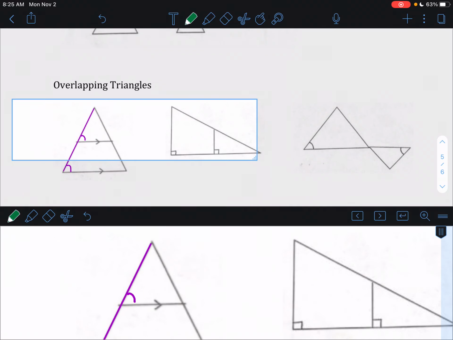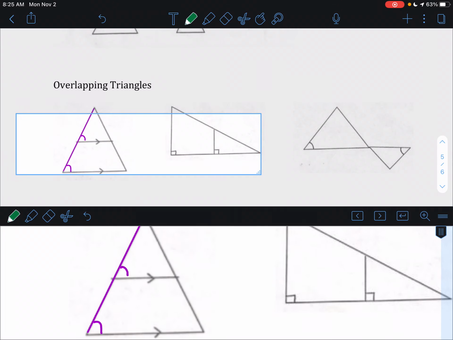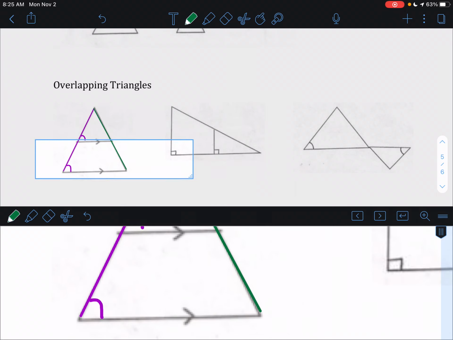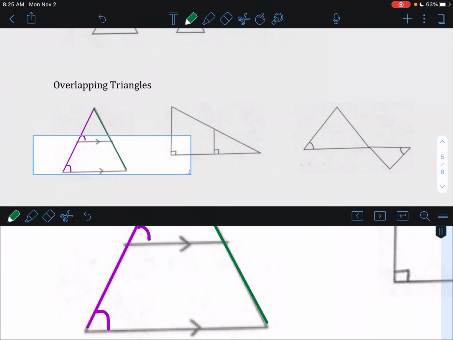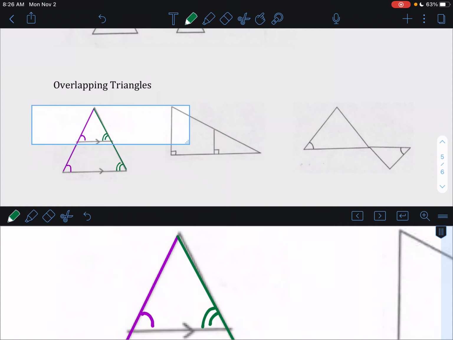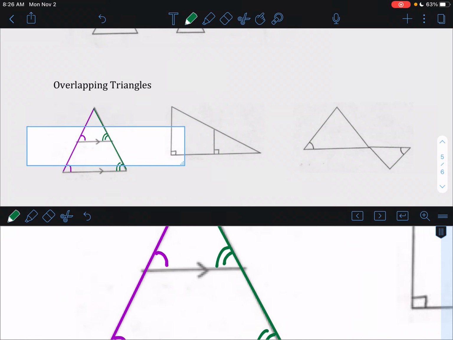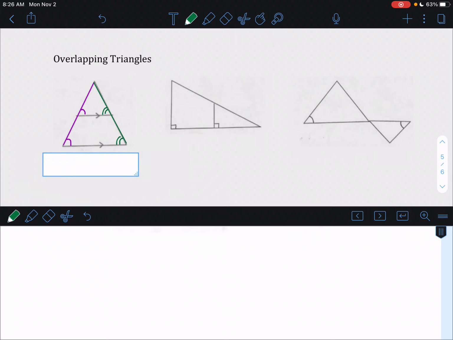And likewise, this side of the triangle also intersects both those parallel lines. Therefore, these two angles are going to be corresponding angles. Now I have this small triangle off the tip, and then I have this big triangle, which is the entire thing, and both those triangles share two angles. Therefore, they are similar by AA.